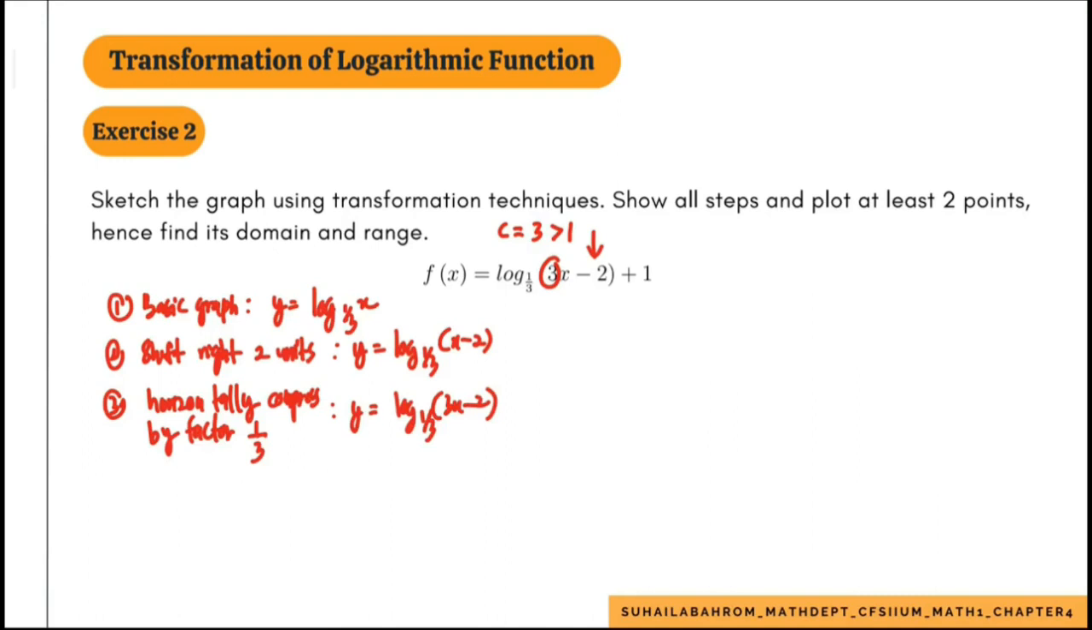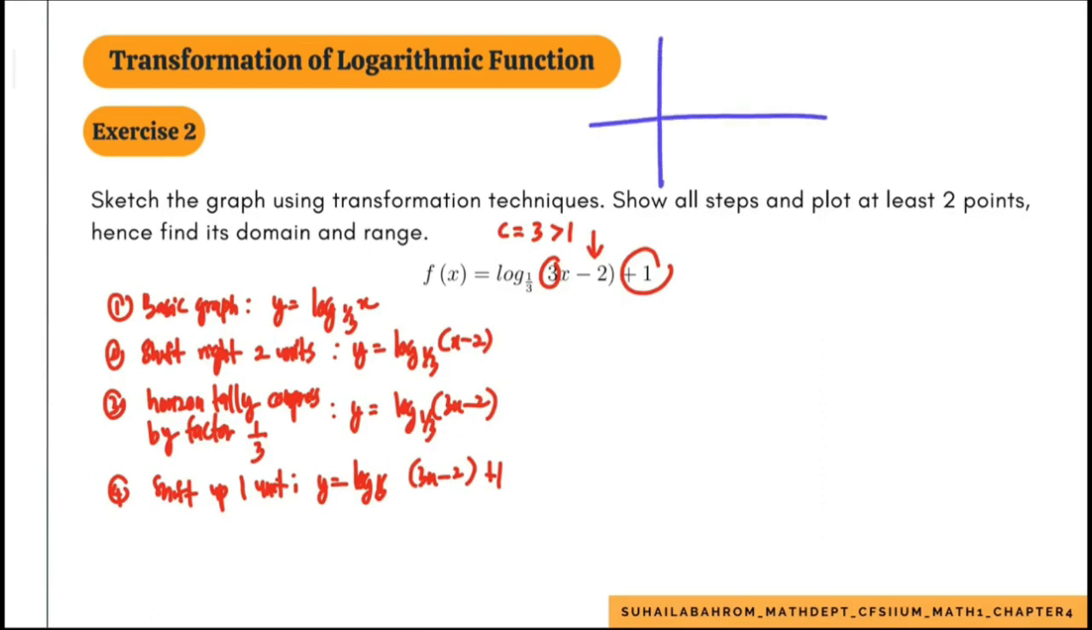And then the next one, we have plus 1 at the back, which shows that the graph will move up 1 unit. So we can write down the transformation technique here, shift up 1 unit. Therefore, the function is y = log(3x − 2) with the base 1/3, plus 1. So let us try to sketch the graph here. For the basic graph, since our base is between 0 and 1, we will have a decreasing graph. So this is our first graph with the base 1/3.